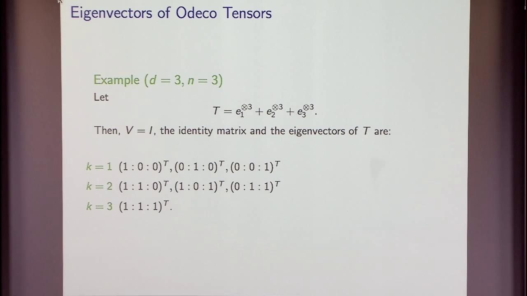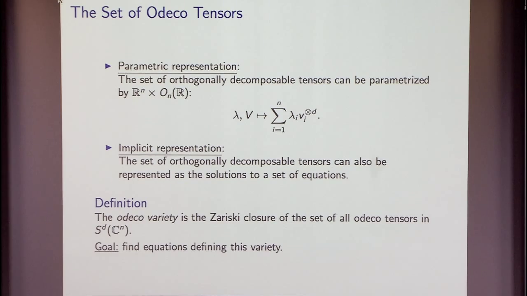Okay, so things are very nice in this case. All right, and now I want to talk about the set of orthogonally decomposable tensors. So we have a parametric representation where we send a vector lambda and an orthogonal matrix V into the sum of lambda i times v_i to the tensor power d. But can we find an implicit representation?